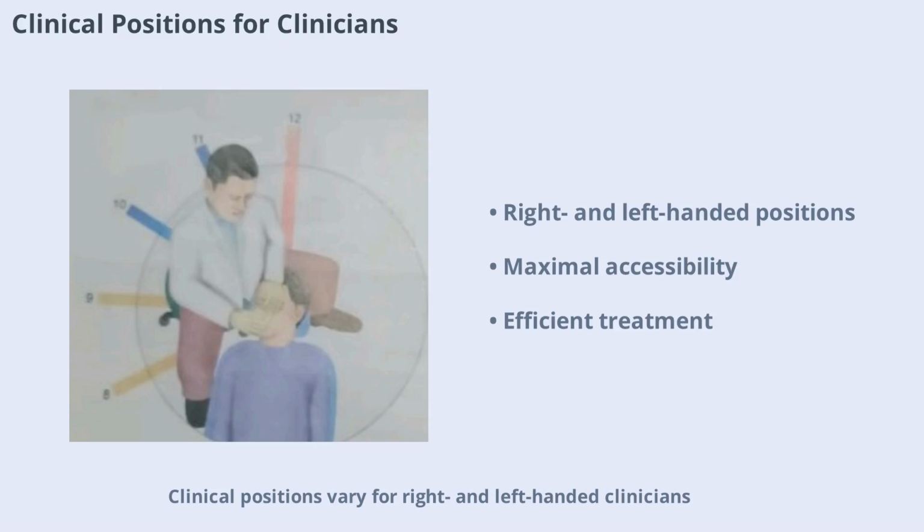Clinical positions vary for right and left-handed clinicians. For right-handed clinicians, the 7 o'clock position is to the front of the patient's head, 9 o'clock is to the side, 10 to 11 o'clock is to the back, and 12 o'clock is directly behind. Left-handed clinicians use similar positions but adjusted for their dominant hand. These positions ensure maximal accessibility and comfort during procedures, allowing the clinician to reach all areas of the mouth efficiently.